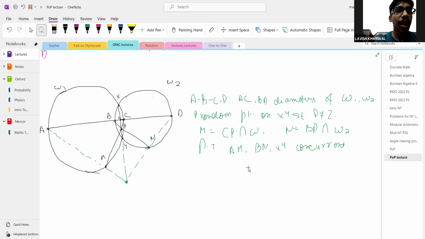Can we try and use phantom points? Phantom points, like... you're thinking maybe too complicated. Think more. Think of something from the lectures that we have done. What could you possibly do to prove this concurrency in one step?